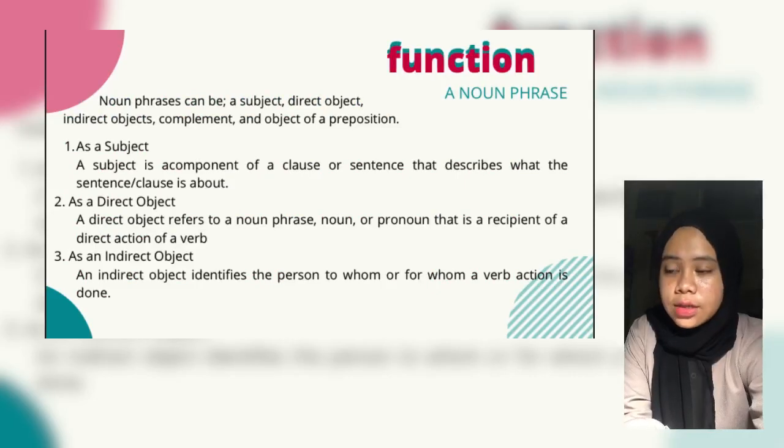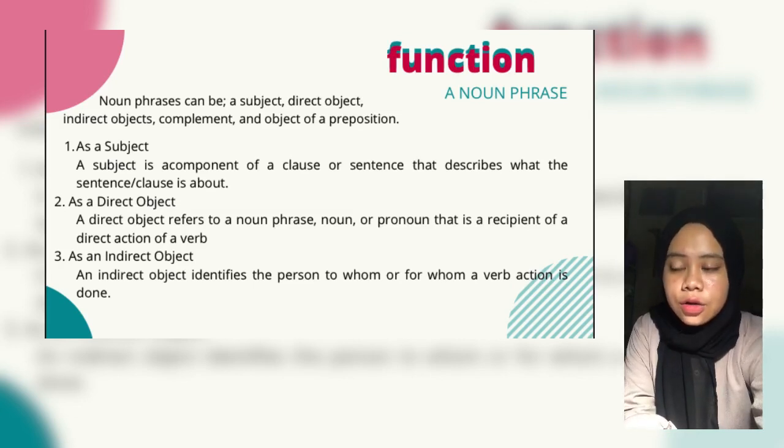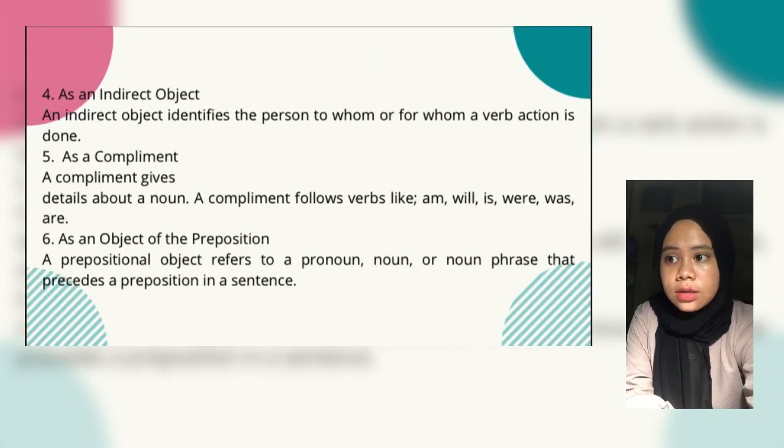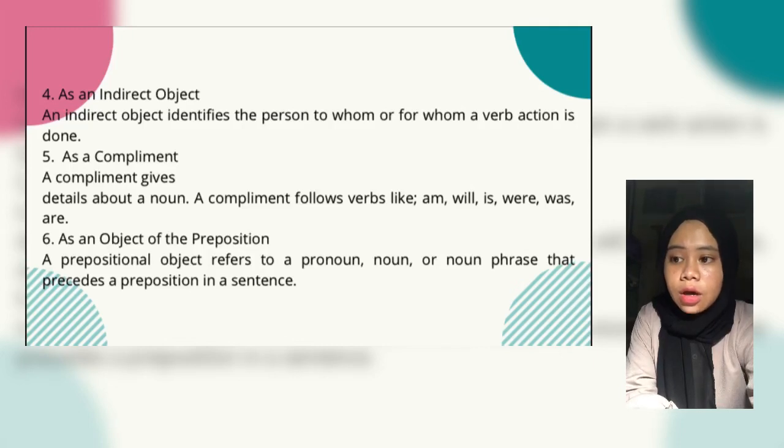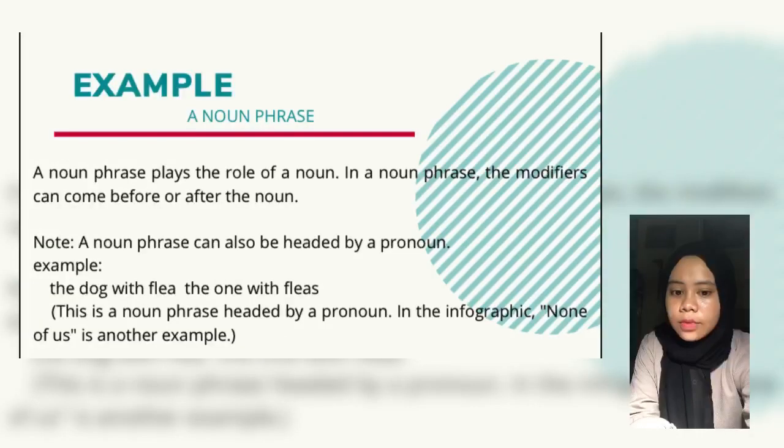Function of a noun phrase. A noun phrase can be: 1. A subject, 2. A direct object, 3. An indirect object, 4. A complement, 5. An object of the preposition.